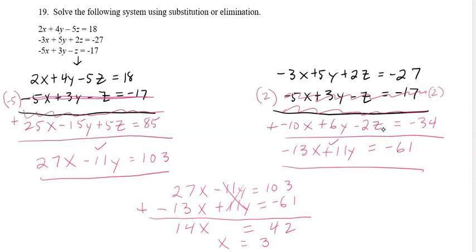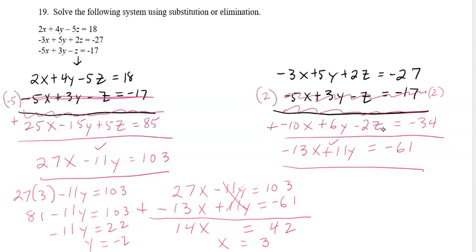All right, now you can go back into either one of these, doesn't matter which, and replace x with 3, and you can find y. So I'll just come over here, 27 times 3. That's 81. And 103 minus 81 is 22. So y is going to be negative 2.